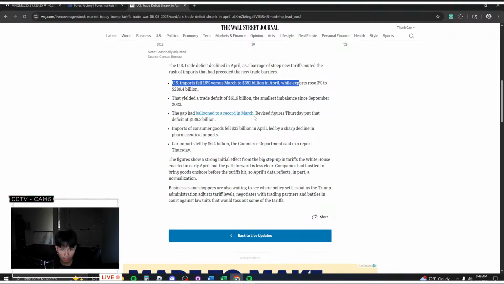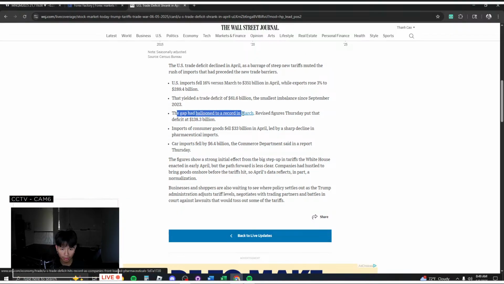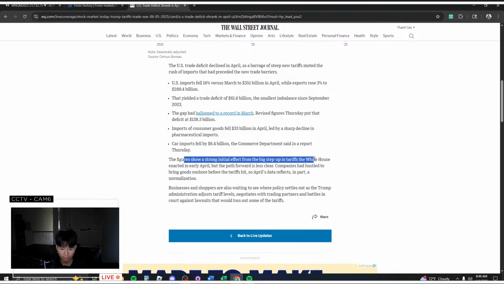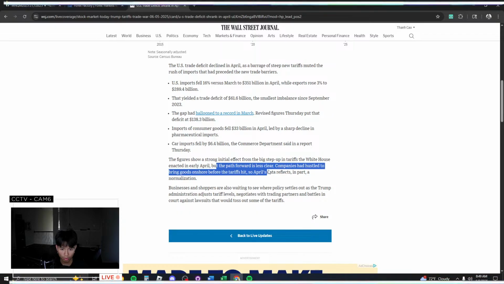The gap ballooned to a record in March, and this is probably due to the front loading. Imports of consumer goods fell 33 billion in April, led by a sharp decline in pharmaceutical imports, showing the initial effect of this big step up in tariffs the White House enacted in early April. But the path forward is less clear.